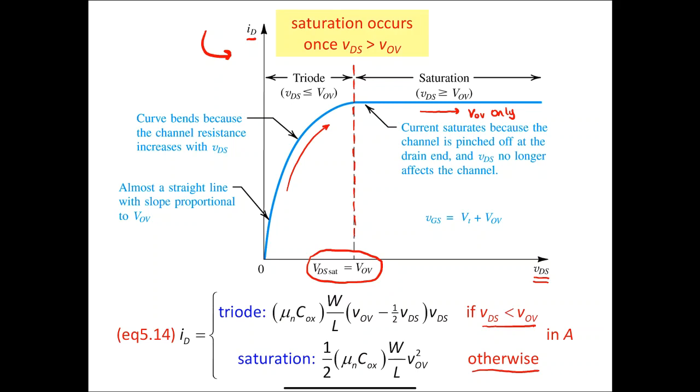It's a flat line. Now our linear region would be right in here, and you can see in this region it looks somewhat like a line. So this is the linear subregion within the triode. And again, we have two equations that we need to deal with: triode and saturation.